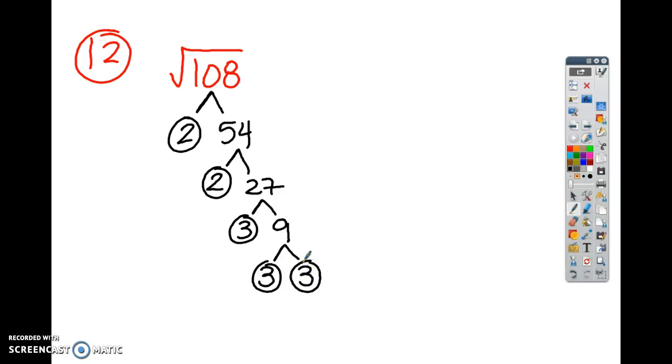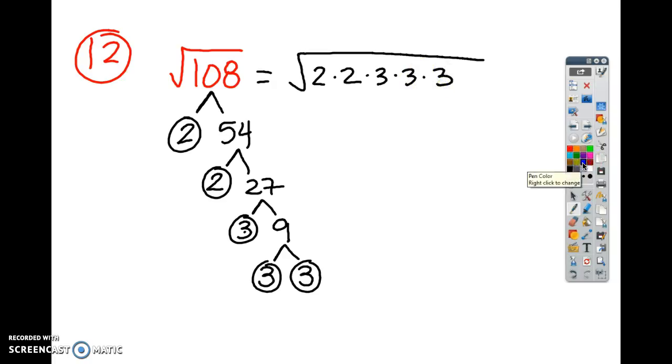So this one wasn't too bad. Go ahead and expand the radical. So you have 1, 2 2's, 2 times 2. You have 1, 2, 3 3's. You can take out a few pairs and let's see what you have left over.